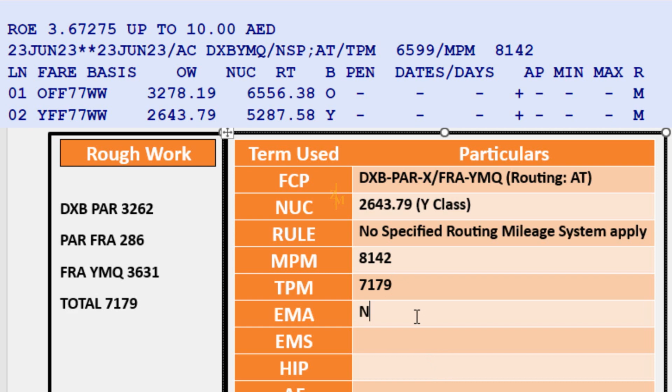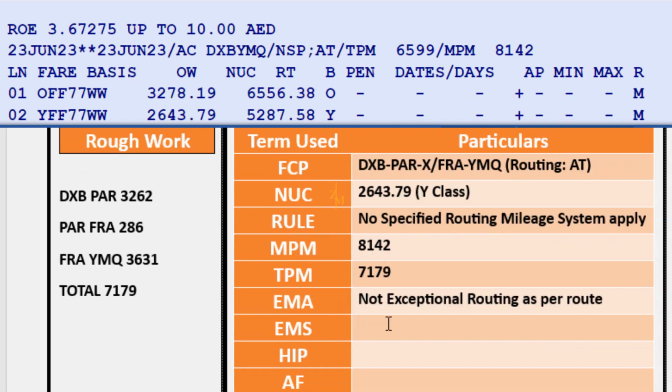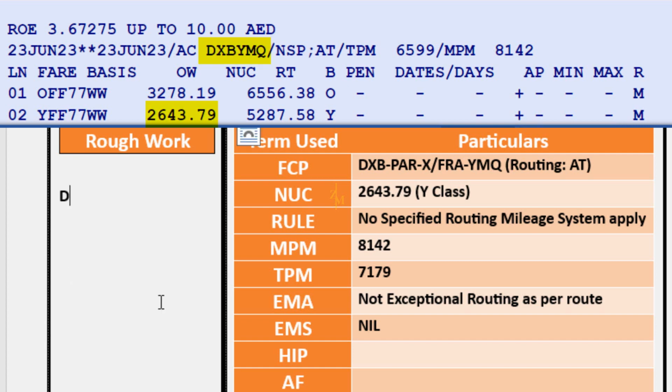Step 6. Extra Mileage Allowance, EMA. The extra mileage allowance is not applicable, as no exceptional routing was found in the IATA table. Step 7. Extra Mileage Surcharge, EMS. Similarly, the extra mileage surcharge, EMS, does not apply since the ticketed point mileage of 7,179 miles is within the maximum permitted mileage, MPM, of 8,142 miles.